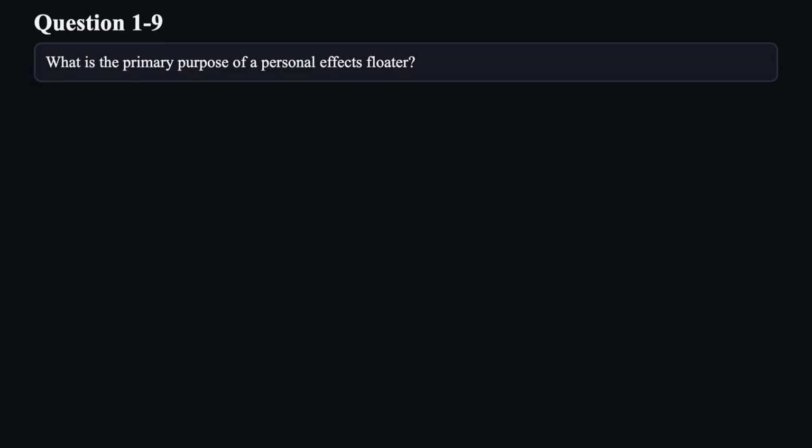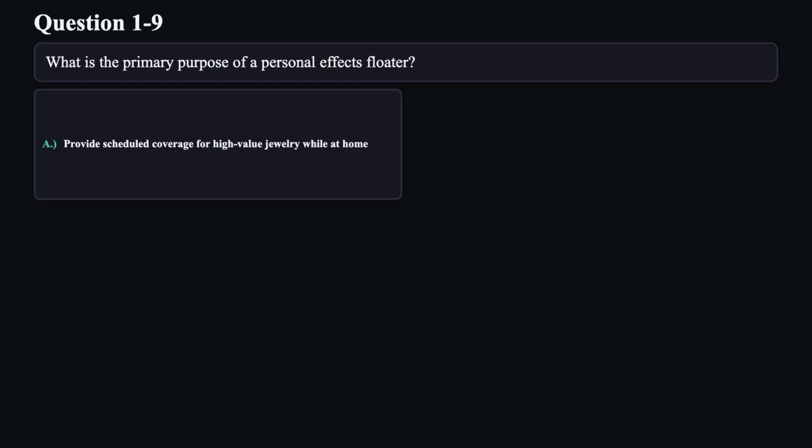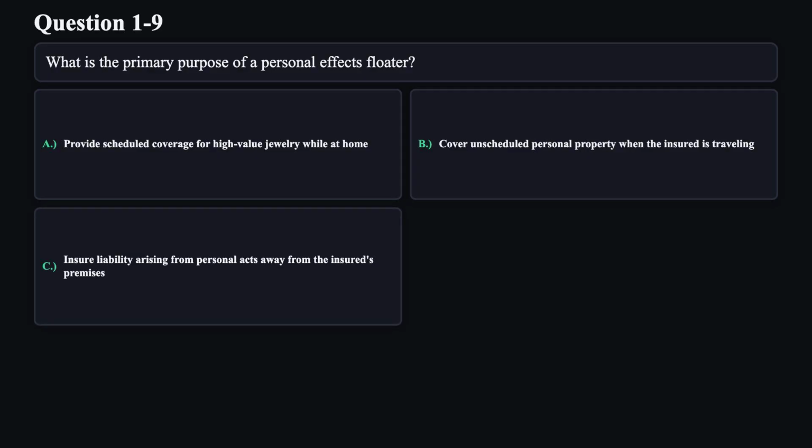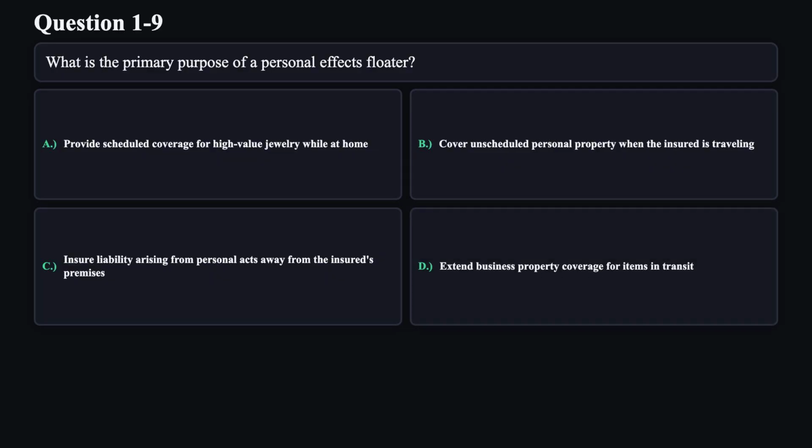Question 9. What is the primary purpose of a personal effects floater? A. Provide scheduled coverage for high-value jewelry while at home. B. Cover unscheduled personal property when the insured is traveling. C. Insure liability arising from personal acts away from the insured's premises. D. Extend business property coverage for items in transit.